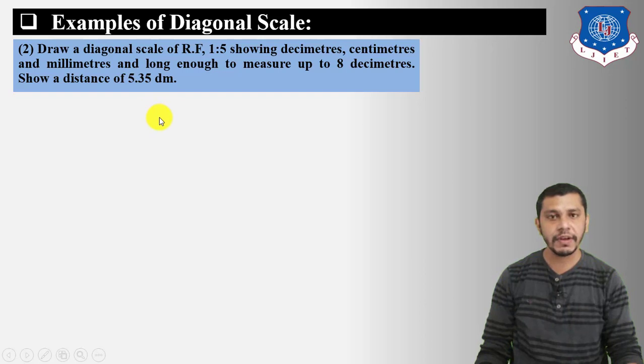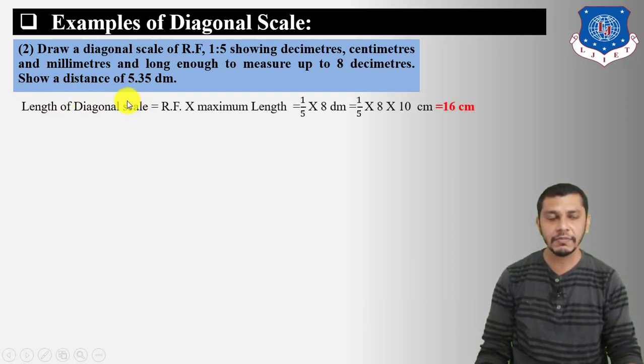So let us first of all find out the drawing length of the scale. So the length of the scale, or drawing length of the scale, will be RF into maximum length. So here RF is 1:5 and maximum length is 8 decimeter. So 1:5 into 8 decimeter is equal to 1 upon 5 into 8 into 10. 8 into 10 means we have converted decimeter into centimeter. So 5 2s are 10, 8 2s are 16. So our answer will be 16 centimeter.